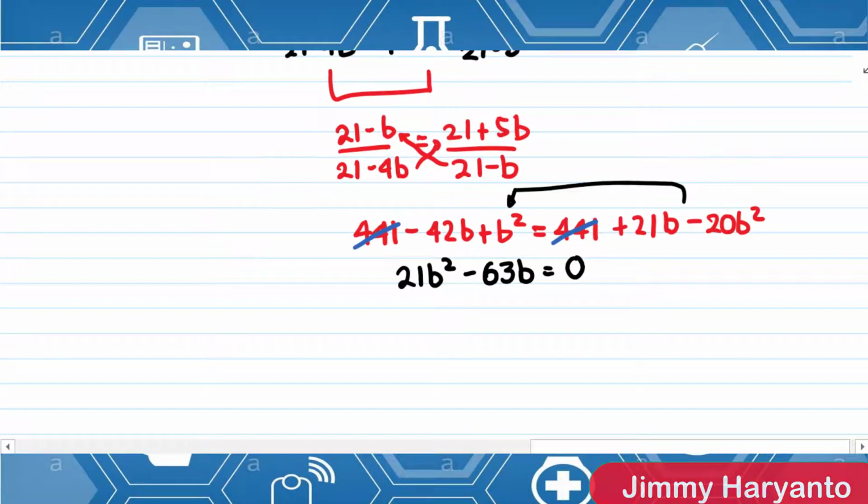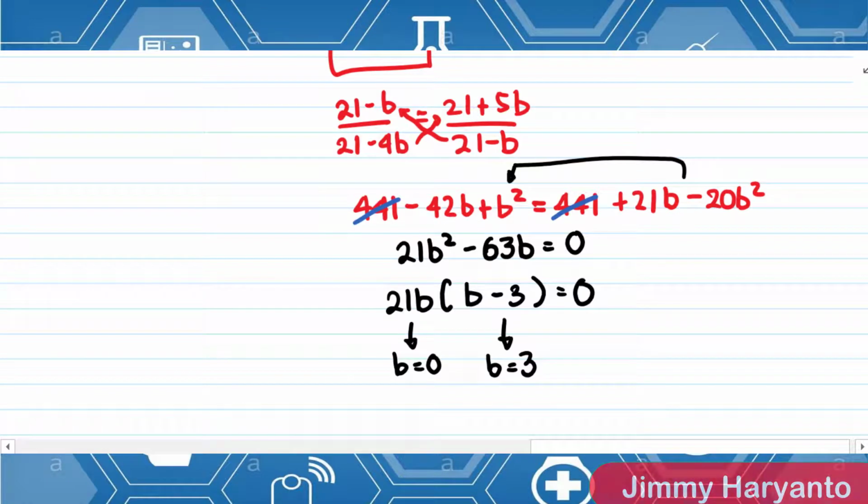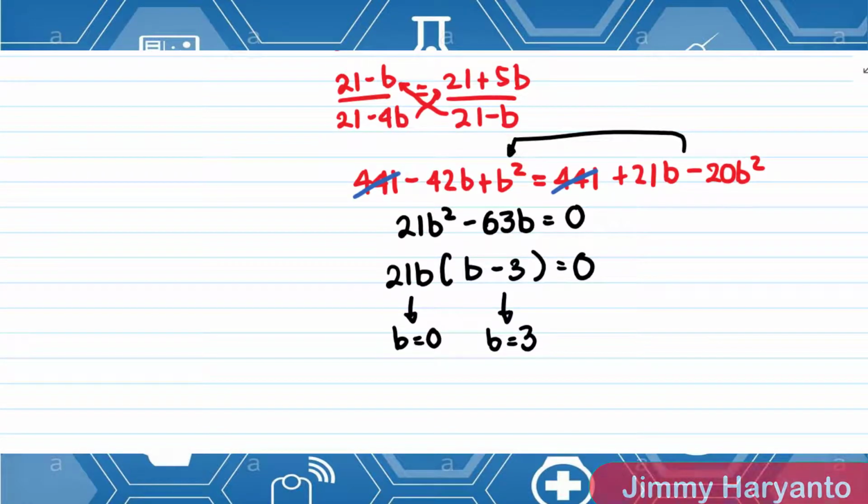We can factorize the 21b, and then this one will be b, and this one is b minus 3 equals 0. From this one we will get b equals 0. From this one we will get b equals 3. We know that b is the difference for the arithmetic. The difference of arithmetic cannot be 0, because if the difference is 0, that means we cannot say it's arithmetic, because arithmetic has a difference besides 0. So it cannot be 0. So we take b equals 3.